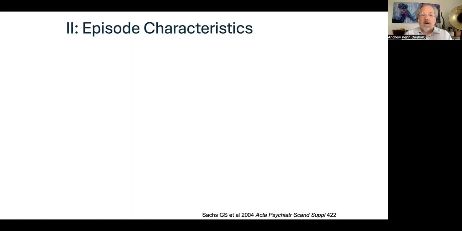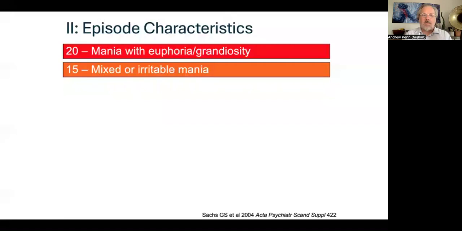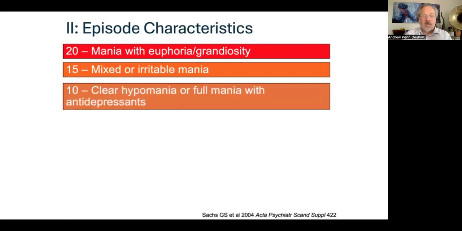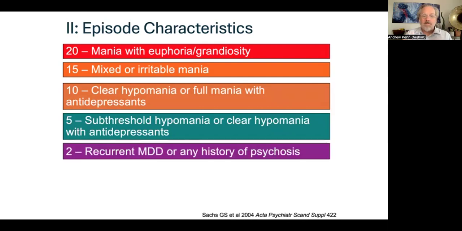And then we take a look at what the episode looks like when it happens. So clear-cut mania with that euphoric, grandiose picture, that kind of pure mania, is the most probabilistic sign of bipolar disorder in the characteristic category here. And then if we get irritable and mixed mania, that certainly has some weighting here. And then things that have less probabilistic value would be things like people getting hypomanic on antidepressants, or having recurrent major depression. These are very, very weak probabilistic indications.